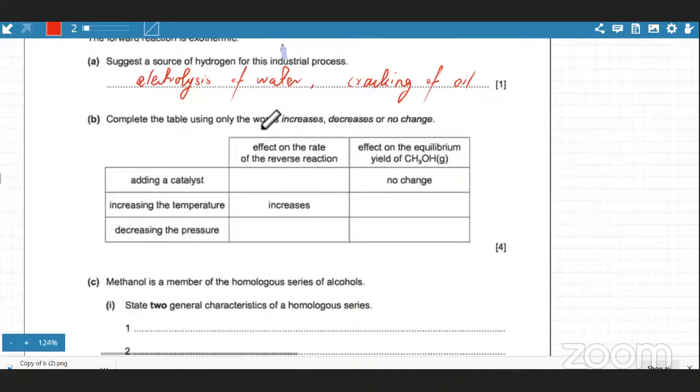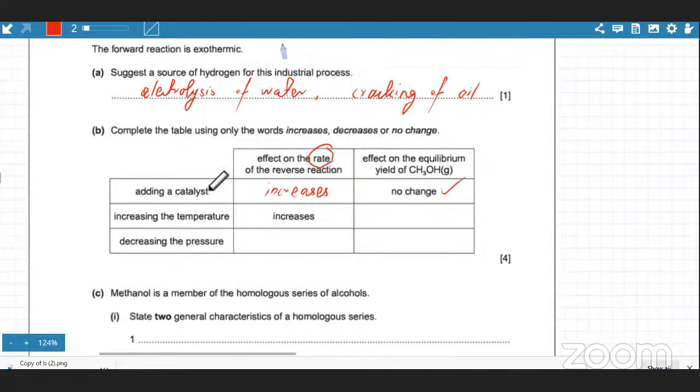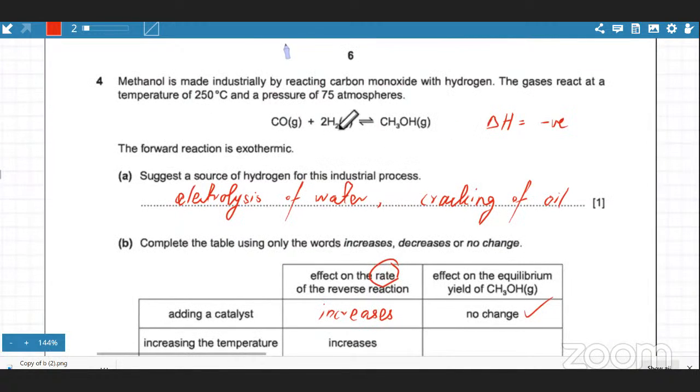The next part is complete the table by using the words increases, decreases, or no change. Adding a catalyst, effect on the rate. Now, whenever you add a catalyst, rate is going to increase. It lowers activation energy. It speeds up the reaction. The other part is about equilibrium, no change. Why no change? Because at equilibrium, adding a catalyst increases the speed of the forward reaction as well as the speed of the backward reaction. So if 1,000 molecules are being produced in the forward direction, 1,000 molecules are being produced in the backward direction, the net result is going to be the same.